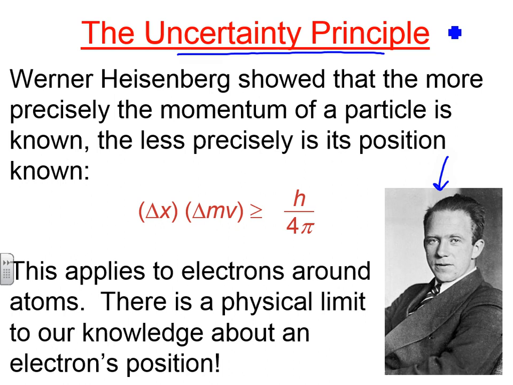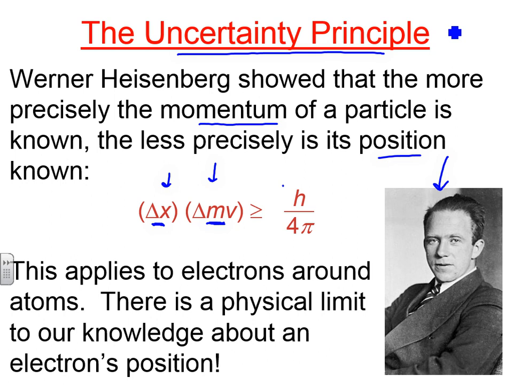And here he said that the more precisely the momentum of a particle is known, the less precisely its position is known. And there's an equation for this. We're not going to use this equation, but this here is the position of an electron or particle, and this is the momentum of the particle. So where it is and how fast it's going are the two things we're measuring. And this has to be greater than or equal to a certain constant. This is actually Planck's constant again.